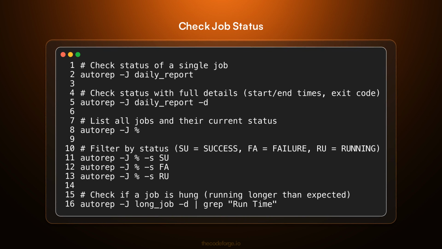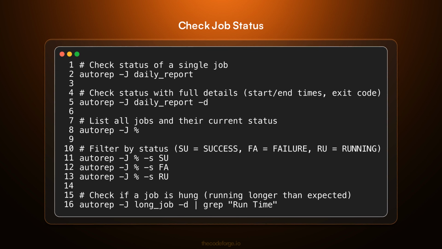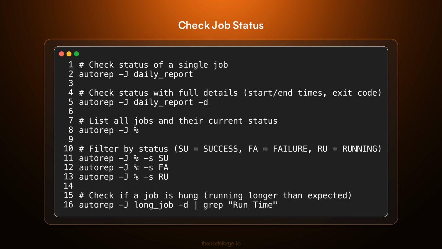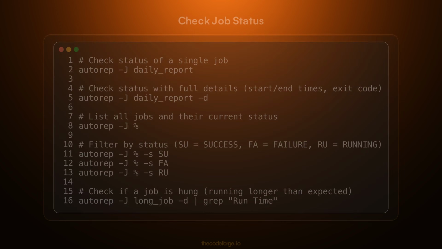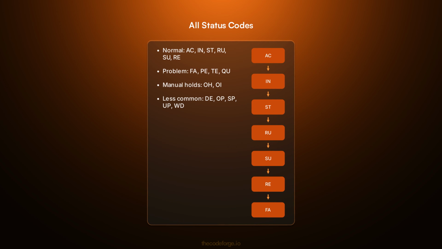The autorep command is your primary tool for checking job status. Use -J with the job name to see its current status. Add -D for full details including start and end times. Use % to list all jobs and -S to filter by status. The autorep command uses two-letter abbreviations for status codes.